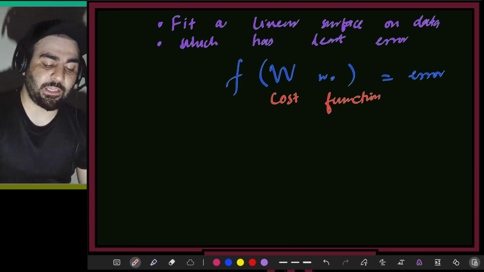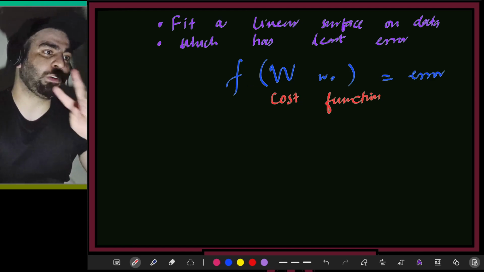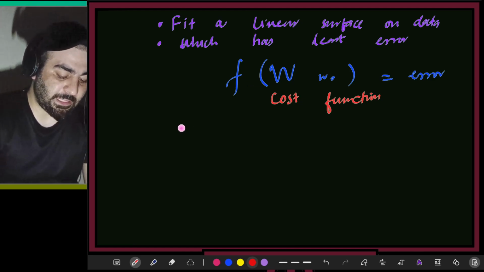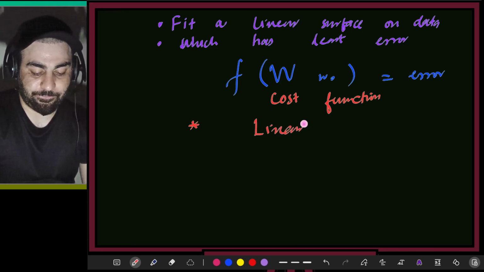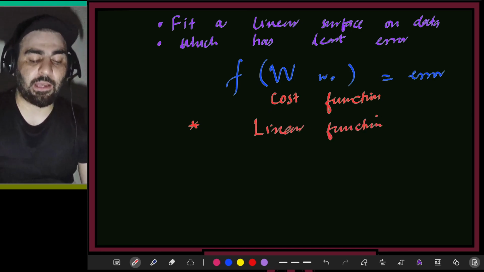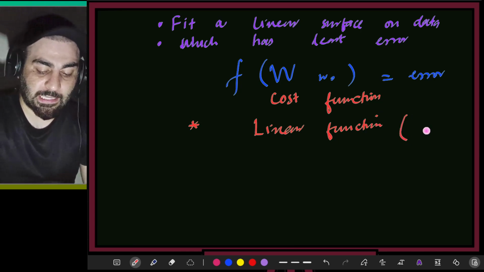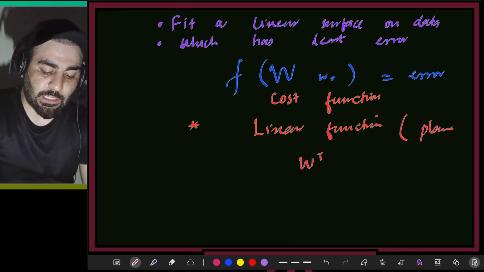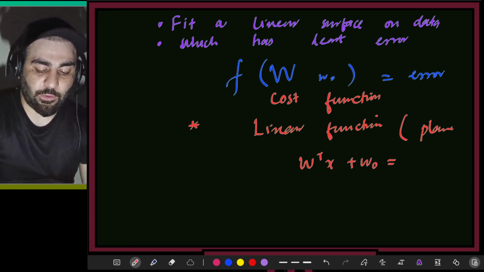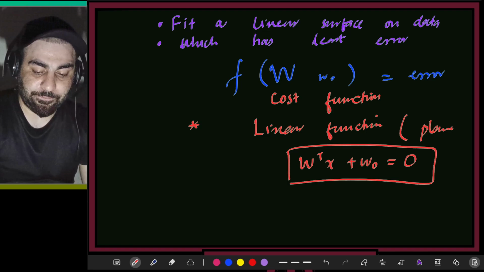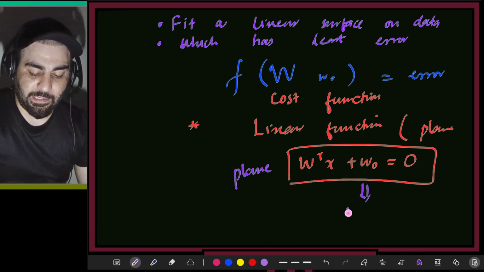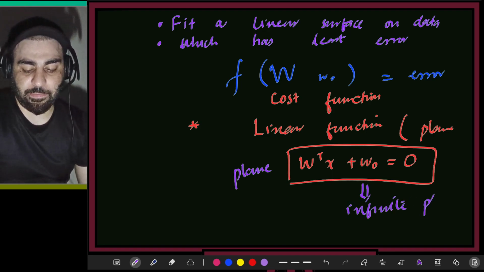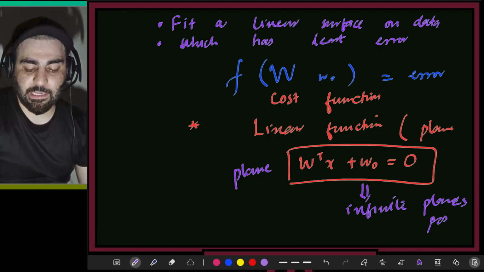I have multiple times told you what a cost function is and what a loss function is. Here there are two types of functions involved now. Don't get confused. The first function that we saw is the linear function, the curve fitting function. That function was W transpose X plus W naught equal to 0. This was the function, the plane. And you will now give multiple values, so there can be infinite planes possible. This is really important to understand.